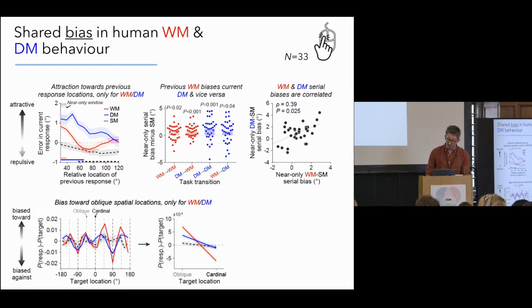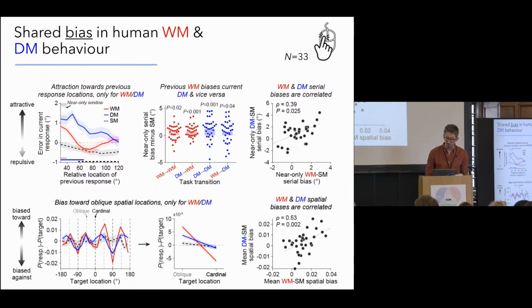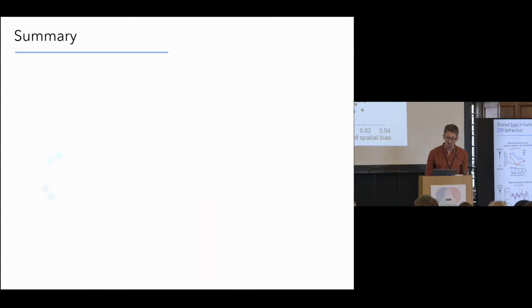Just as with the history bias, we see that this general spatial bias was present in working memory and integration reports, but absent in immediate sensory motor responses, again suggesting an origin within a putative shared memory and integration circuit. And again, we see that the magnitude of this bias was correlated across participants on both tasks.